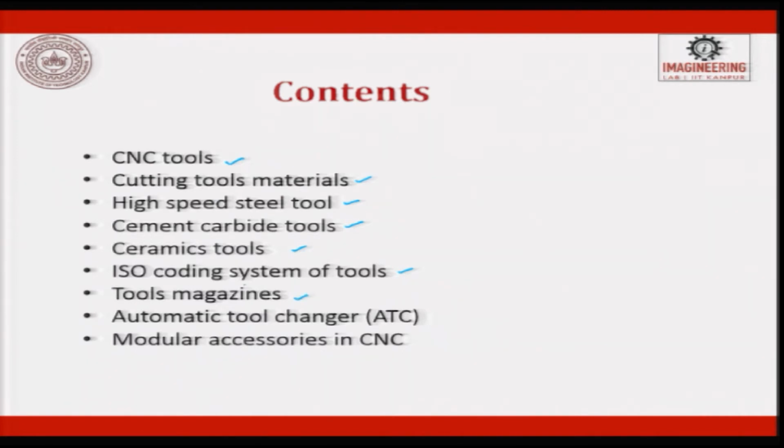So, we will see the tool magazine. Then when there are more number of tools and if the tools have to be indexed and brought under control or should be attached to a drive, we should have something called automatic tool changing machines. And then finally, we should see how modular accessories are used in CNC such that their productivity can be improved.